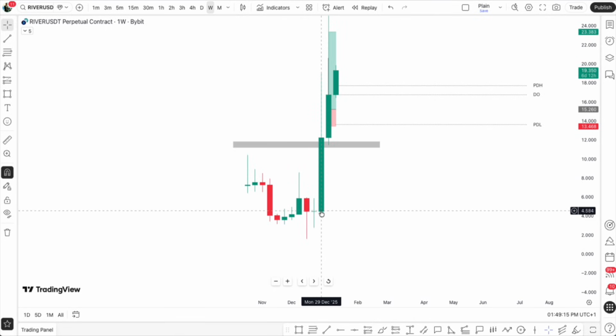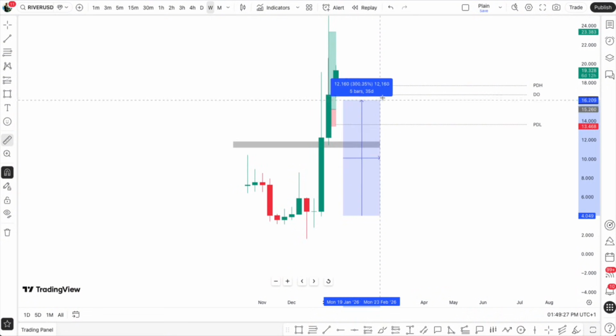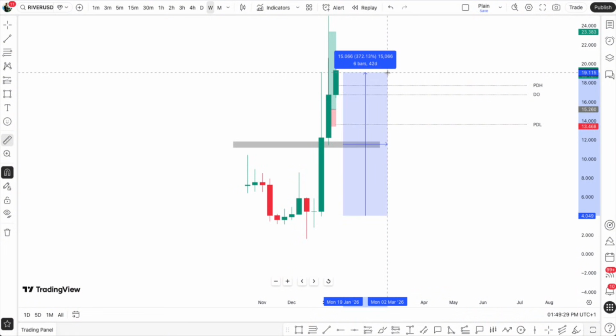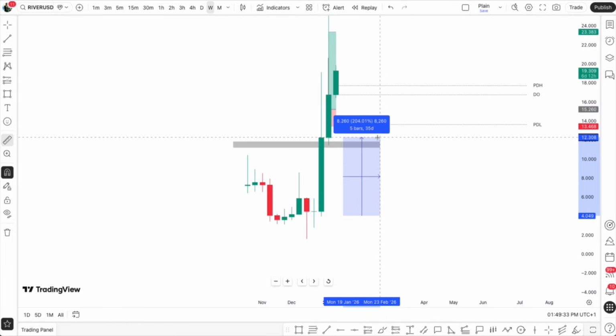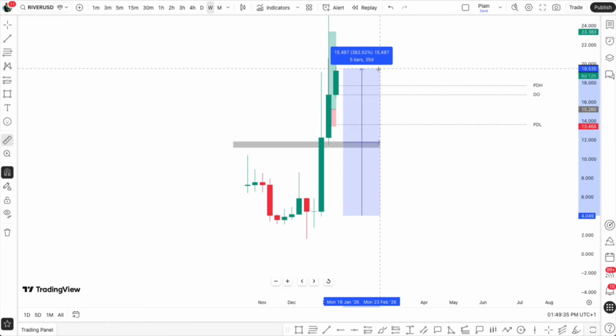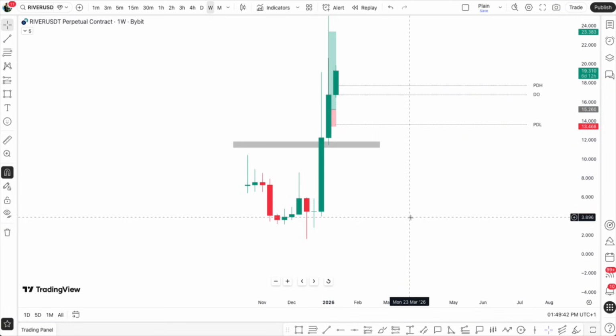I saw that this token had been pumping in the previous week, before this other week where I started noticing this. River pumped all the way from $4 to about $19, almost $20, and then it dropped down to around that $12 level, before it started pumping up. So that week alone, River pumped over 300, close to 400%, and that attracted my attention.